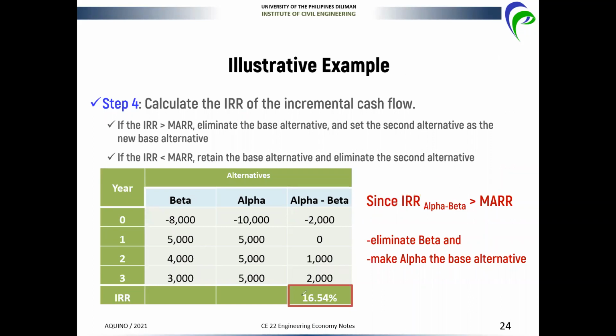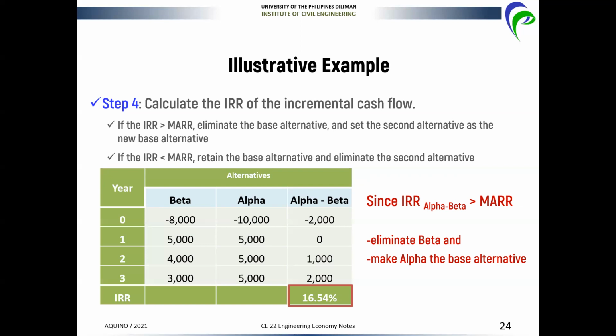What does that tell us? That is greater than 15%. Therefore, this Project Alpha is actually more worth undertaking than Project Beta. Ibig sabihin ng Alpha is better than Beta, and we can now set Alpha as our base alternative and eliminate Beta. Okay? So yan, eliminated na si Beta, si Alpha na ngayon yung bago nating base alternative.